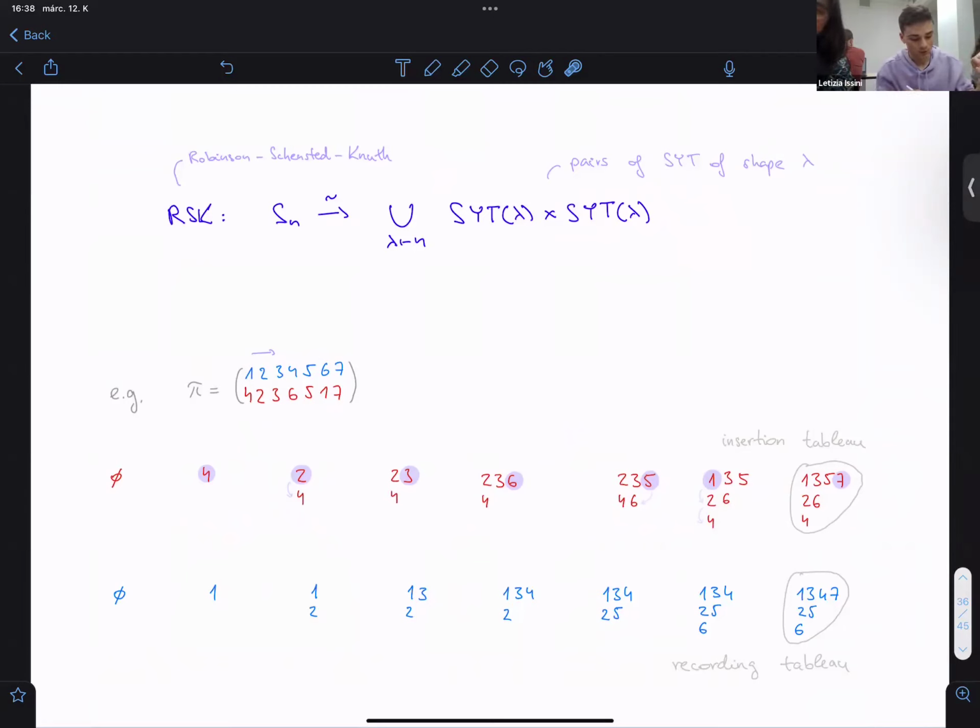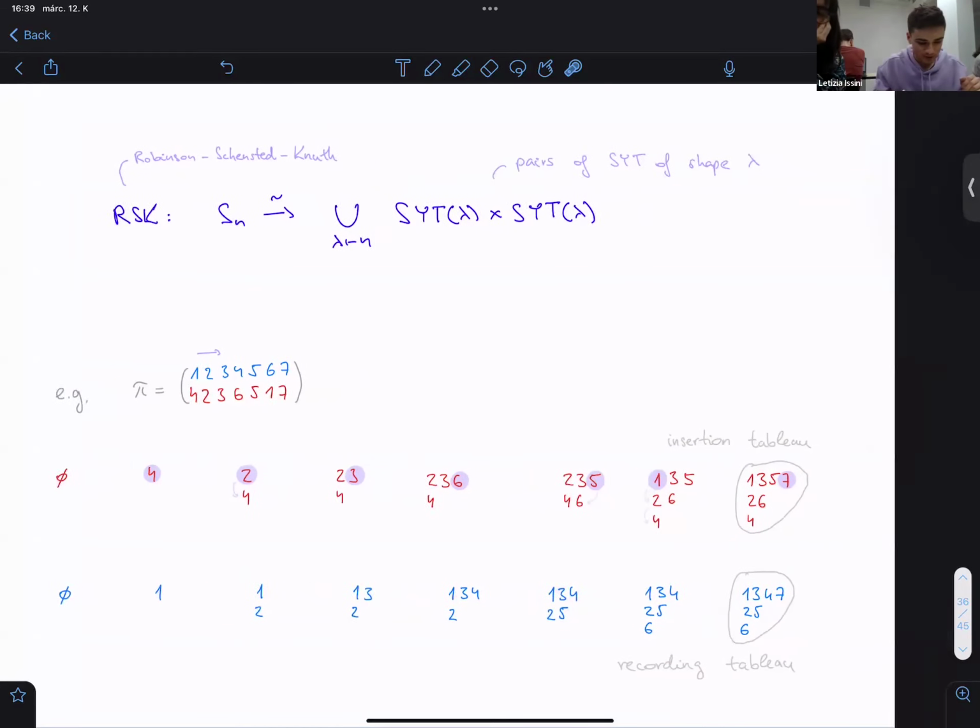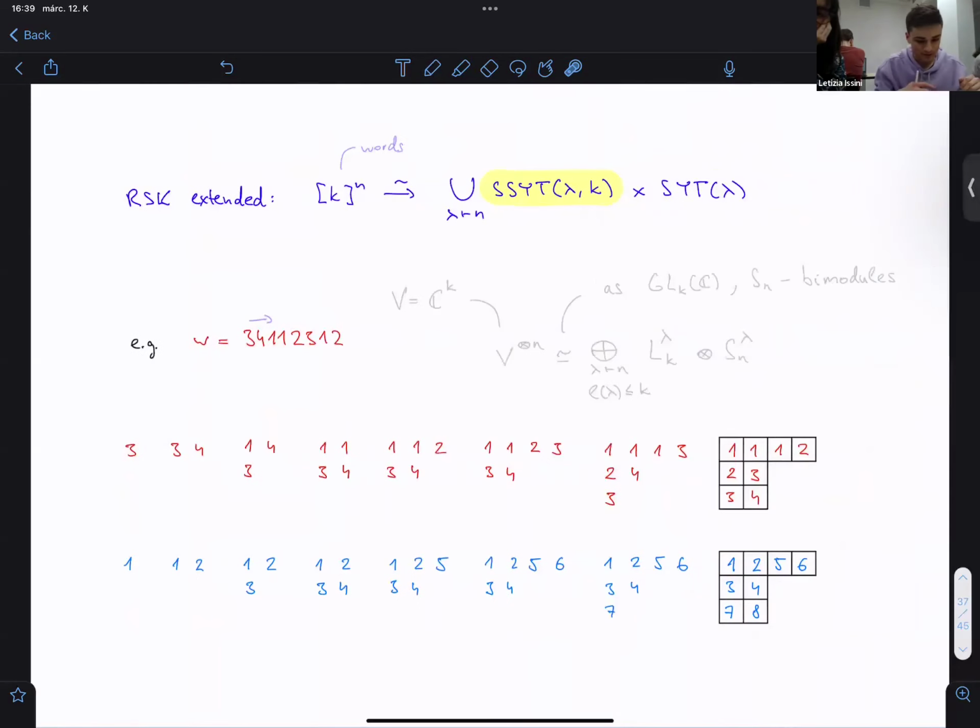So as the shape grows, we'll just insert consecutive numbers. So here we have 1, and then 2. How does it grow? 3, 4, 5, 6, and 7. And then from this, we can actually reconstruct our permutation. And the fact that it's actually a bijection is, of course, an important theorem. But we didn't really use anything about permutations in this construction.